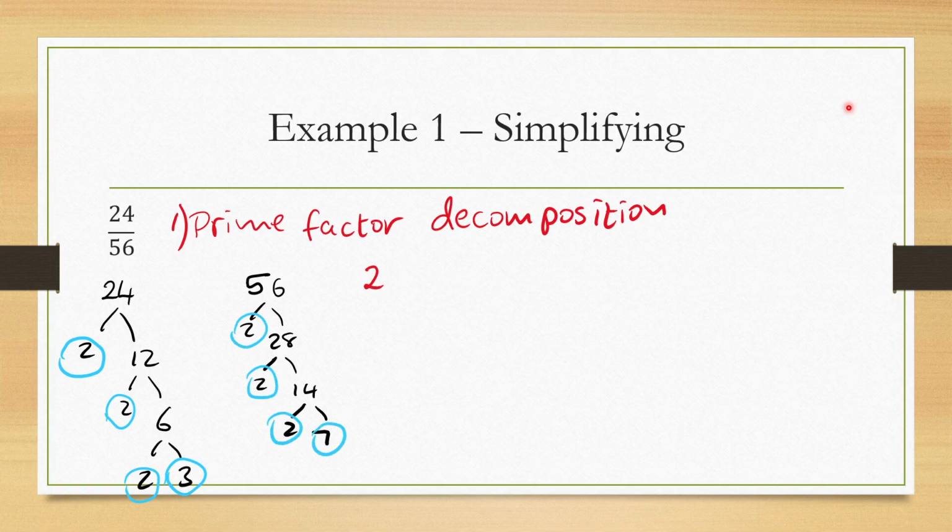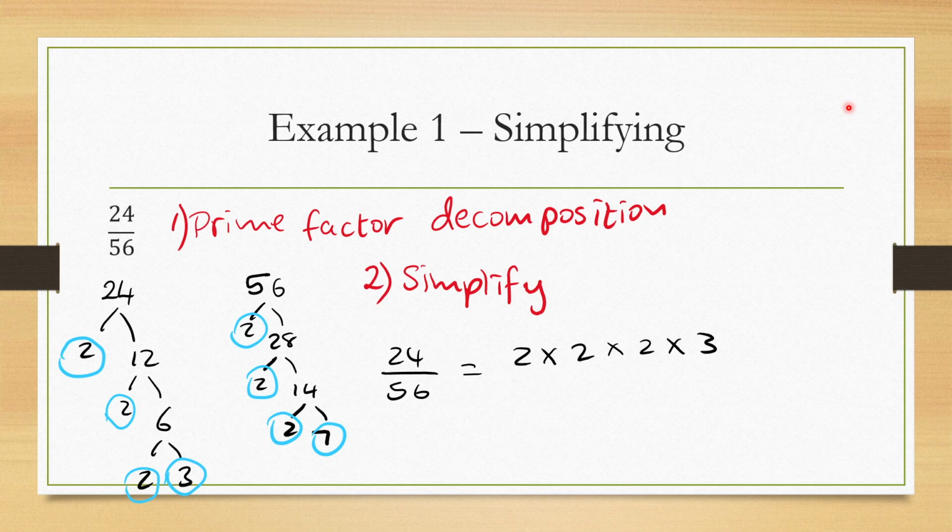Now, the second step is simplifying. So simplifying, it kind of covers the other things as well. So first, write down the original fraction that you started off with. Then write down its prime factors like this. So the prime factors of 24 is 2 times 2 times 2 times 3. And the prime factors of 56 is 2 times 2 times 2 times 7.